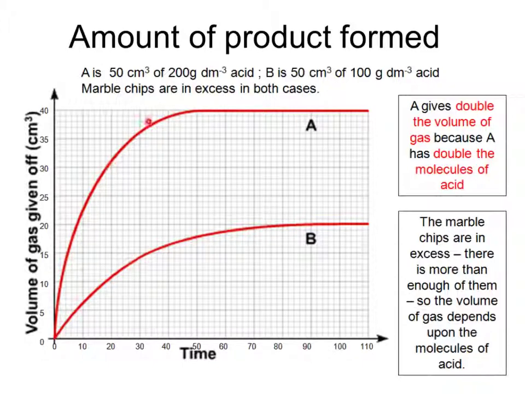The other difference, of course, between the graphs is that the steepness of the curve varies, because A is a steeper curve, it's a faster reaction because A is a more concentrated acid, and therefore with the more crowded particles has more frequent collisions, whereas B is more dilute and has a slower reaction.